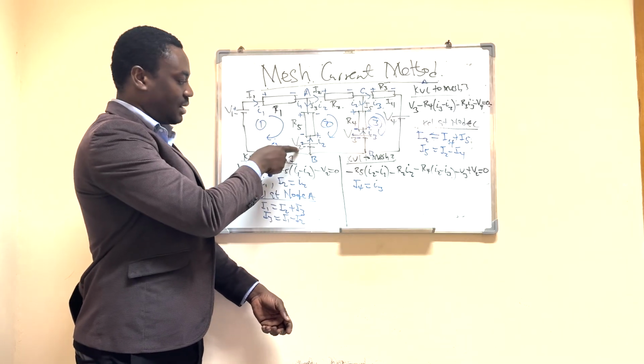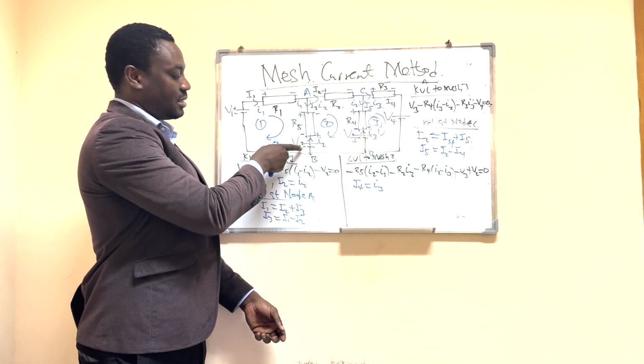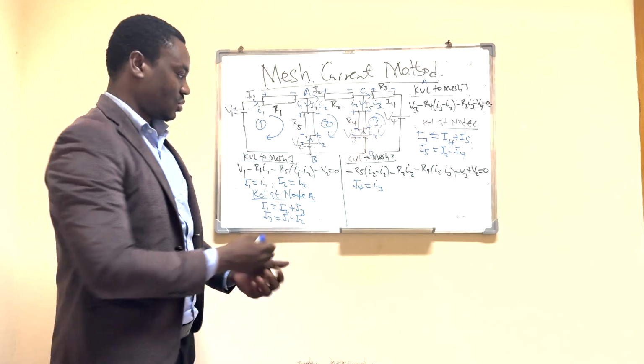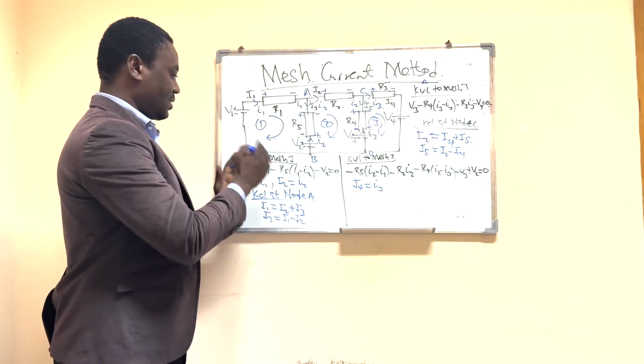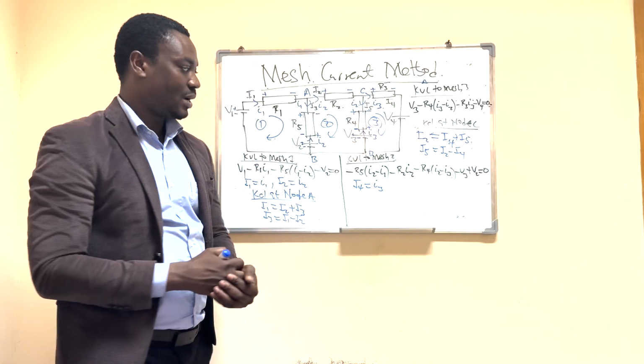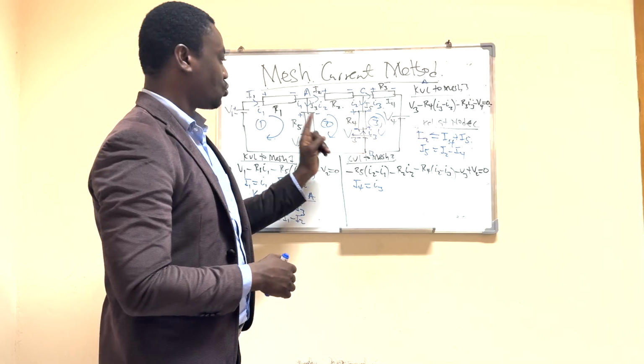And then we come here, there's a voltage source here. Based on the polarity, we have plus, which is also a drop. So we have minus V2 equals to 0. This gives us equation 1. Then we go and apply Kirchhoff voltage law to mesh 2.